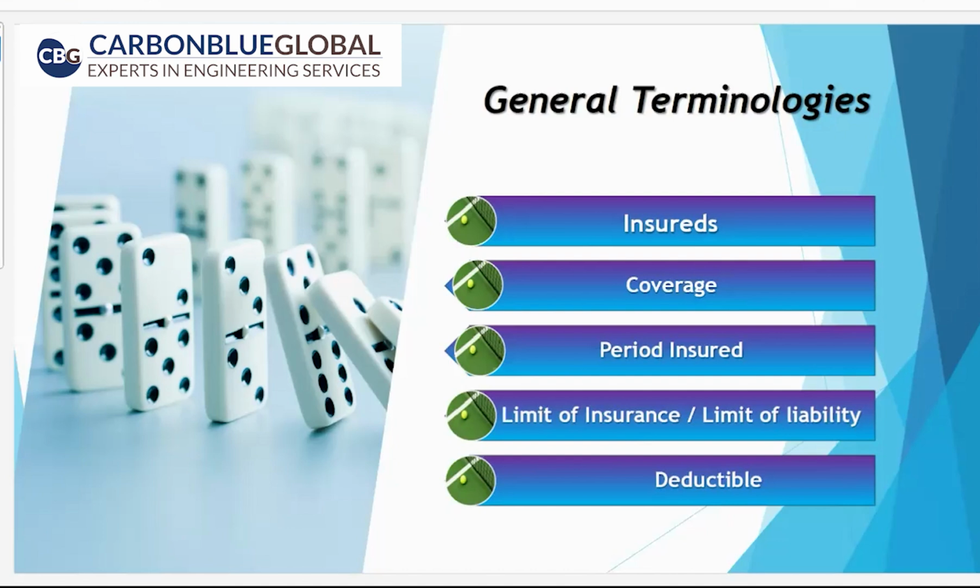The next terminology is limit of insurance, or limit of liability. This means the maximum amount an insured party can claim from the insurer in the event of an insurance claim that may be generated under that specific insurance. It will be expressed either in aggregate or per occurrence.